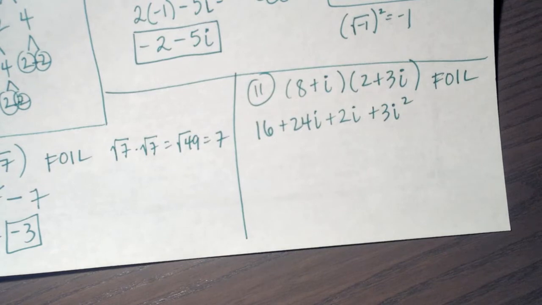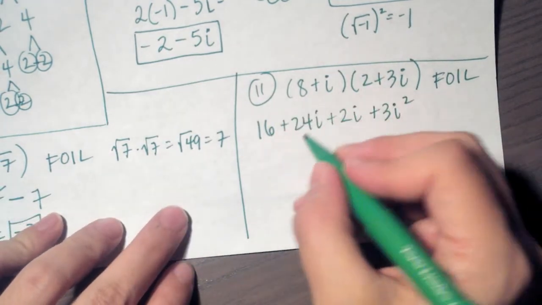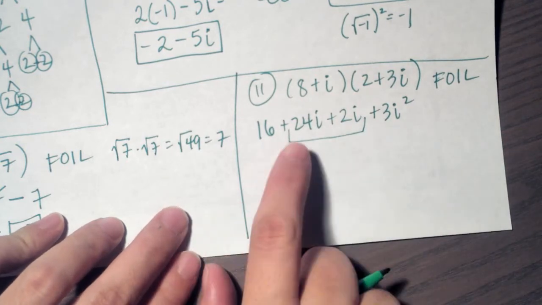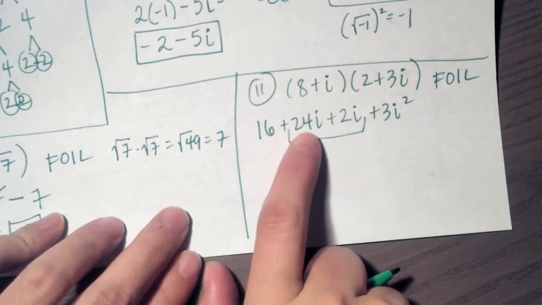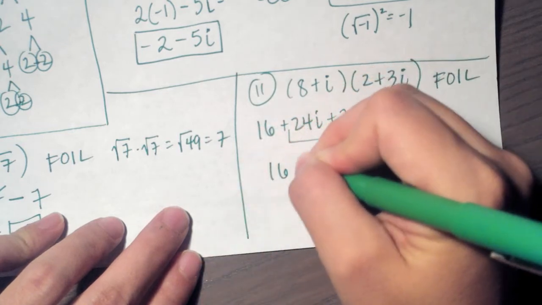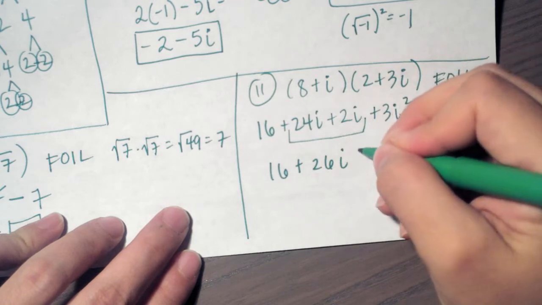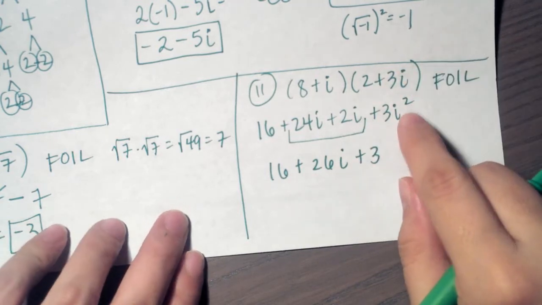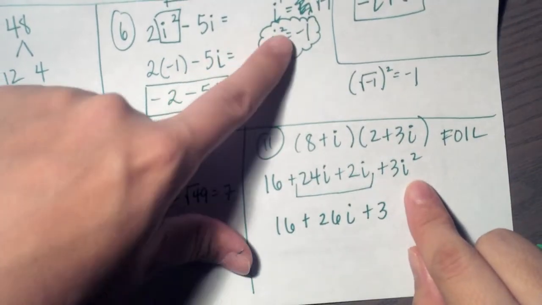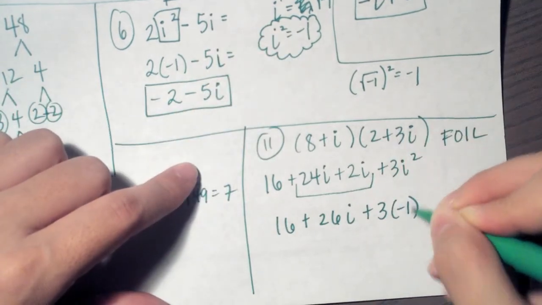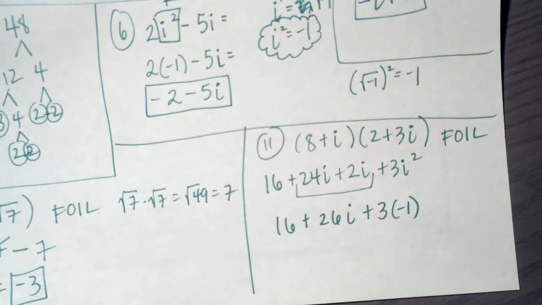Now here, these are not conjugates of each other, but I can combine like terms right here. Right? They have the same last name. Same group. 24 plus 2 gets me 26i. And then I have 3i squared. Remember what we talked about? i squared is negative 1. So I'm going to replace i squared with negative 1 because I want my answer to only be in terms of i.